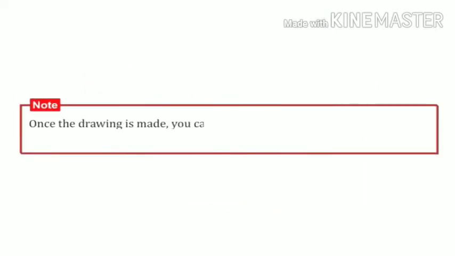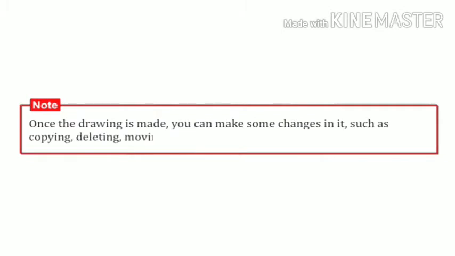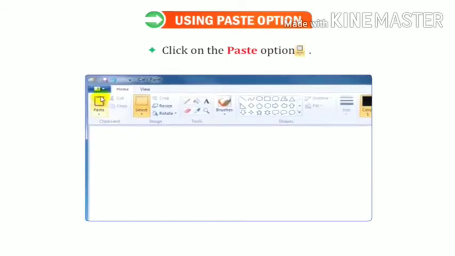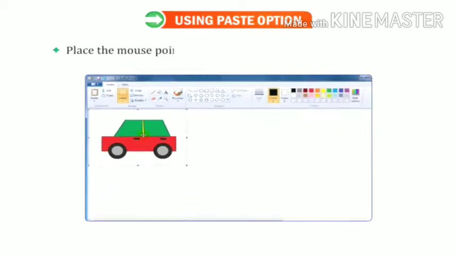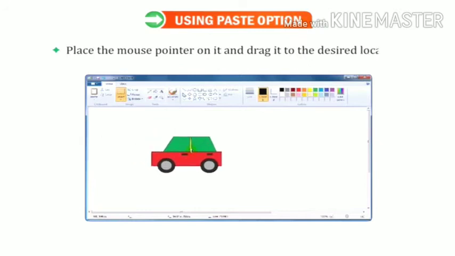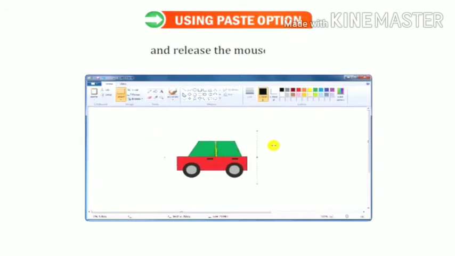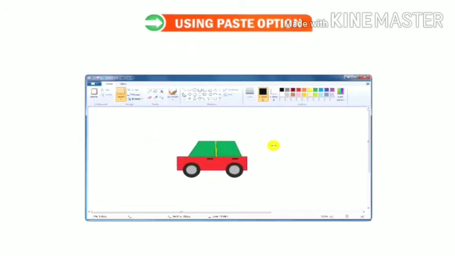Note, once the drawing is made, you can make some changes in it, such as copying, deleting, moving, etc. These options are available on the Home tab. Let me tell you the steps of using Paste option. Click on Paste option. Now the object that you have cut will reappear on the top left corner of the drawing area. Place the mouse pointer on it and drag it to the desired location and release the mouse button.